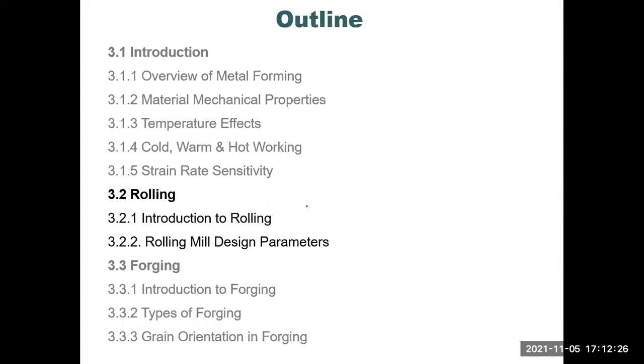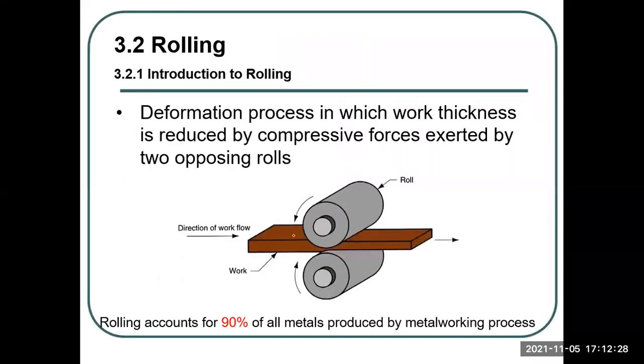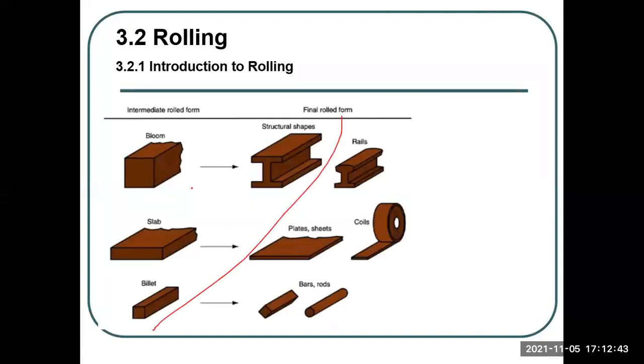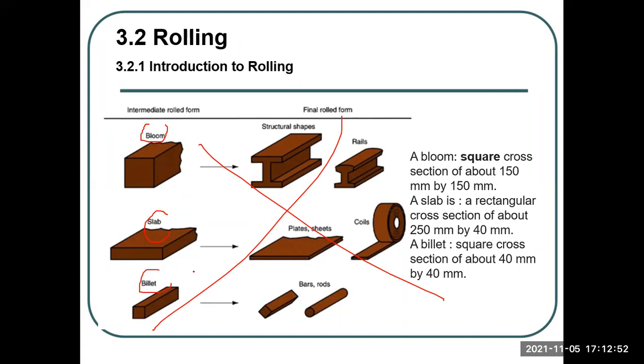Then we move to rolling. Rolling is simply two rolls rotating in opposite directions, so the material is squeezed forward. The rolls have two functions: one is to provide friction, the other is to squeeze the material to reduce its cross section. This one is not needed, but do remember bloom, slab, and billet, because they are quite often used in industry.